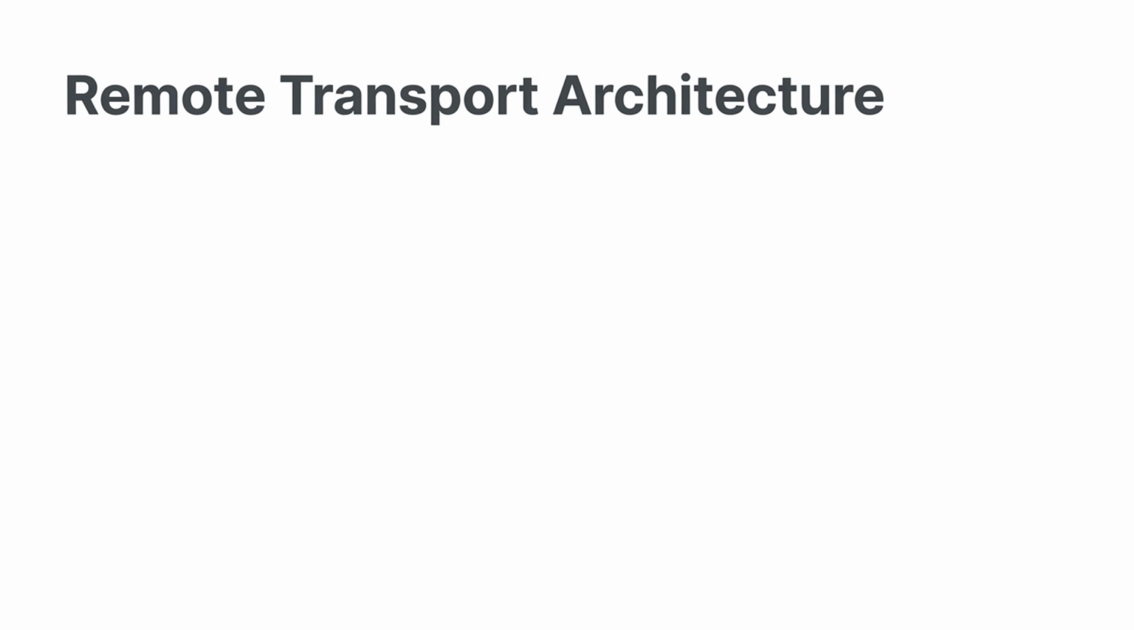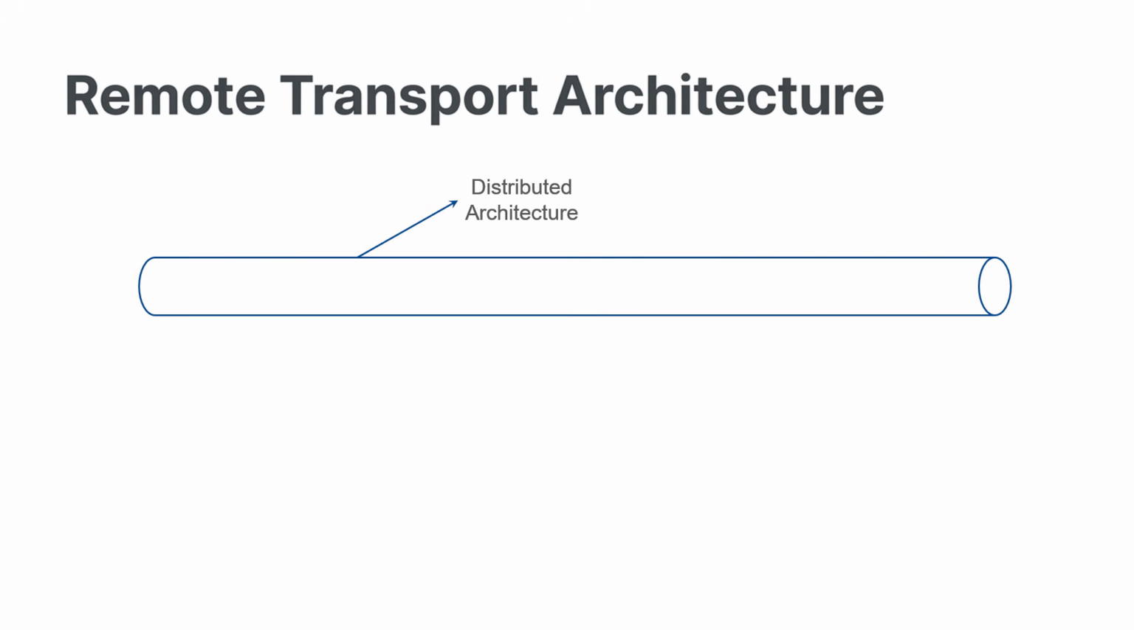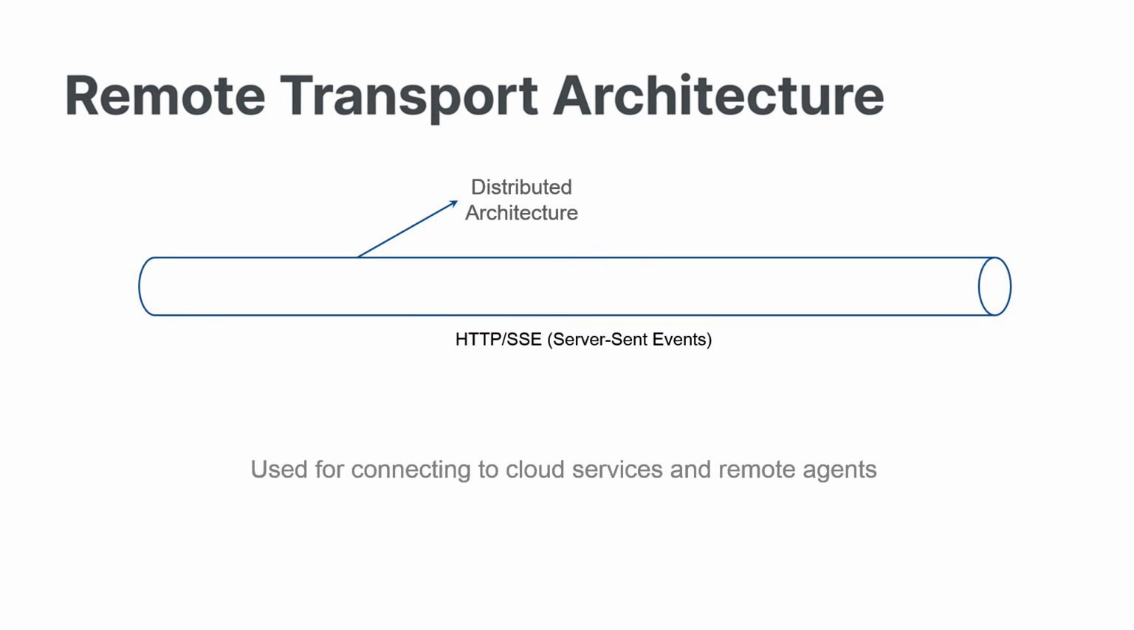Now on to the remote transport architecture. When you need to go big, you go remote. It's for connecting to cloud services or multi-tenant databases, meaning this is a distributed architecture used for cloud services and remote AI agents. Instead of local pipes, we use HTTP or server-sent events, SSE, to traverse the network. It's built to be a scalable deployment that can handle many connections at once.